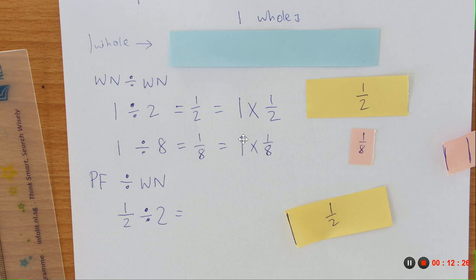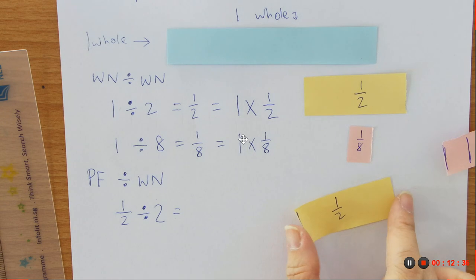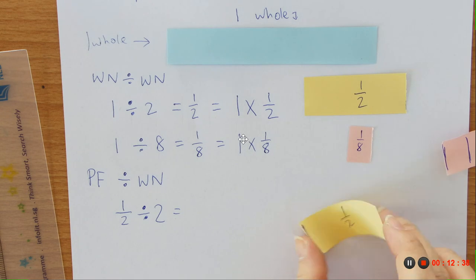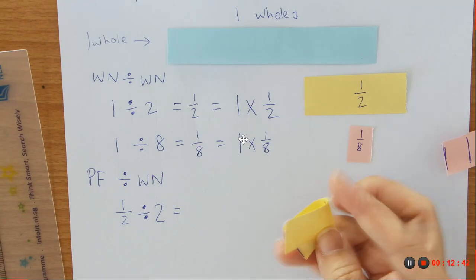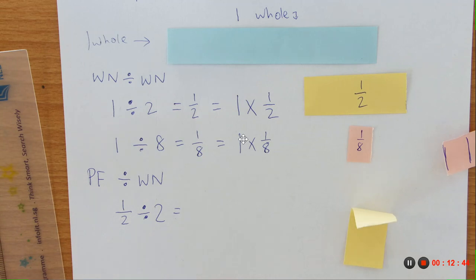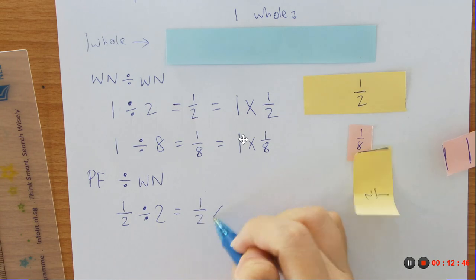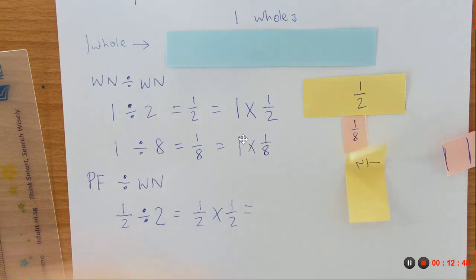Okay, what is half divided by 2? Now, what action am I doing? I'm going to fold this up. Yes, you can say it's half times half. What do you get out of it? What do you get out of this? 1 out of? Okay, good.